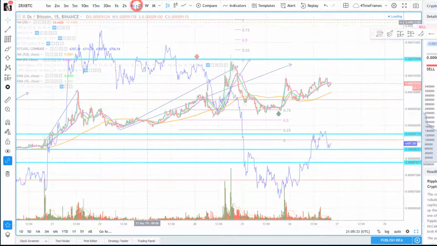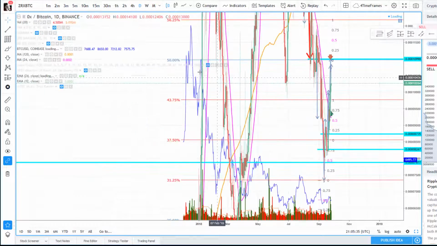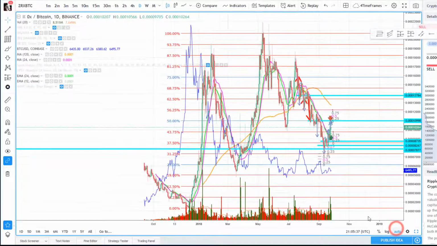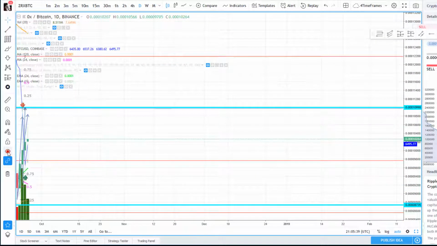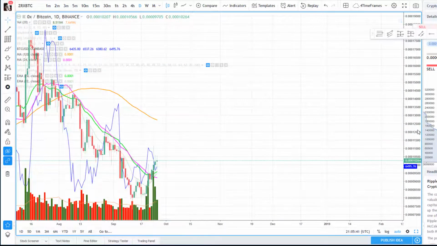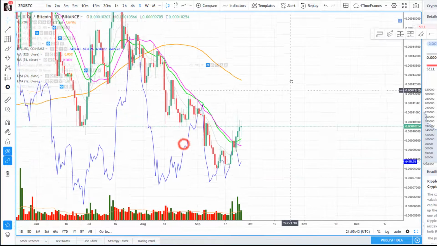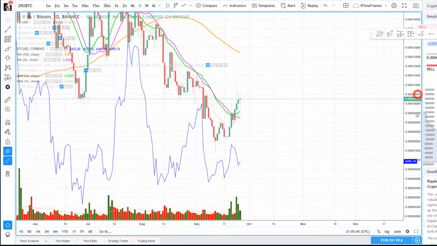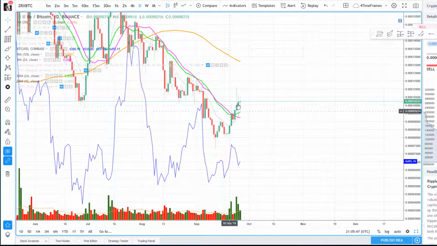The other thing on this too, if we go to the daily chart and we look at the daily, and I remove everything here, the daily is not showing strength, it's showing potential pullback.